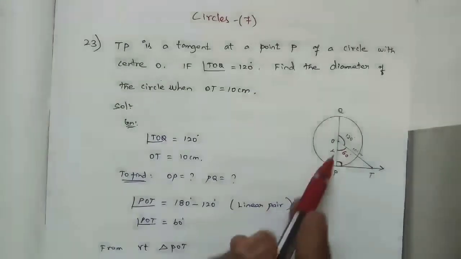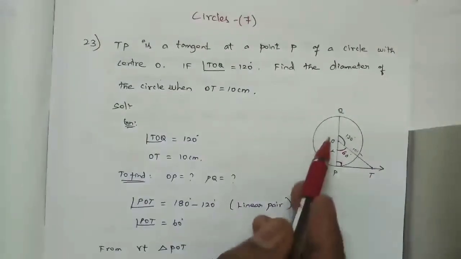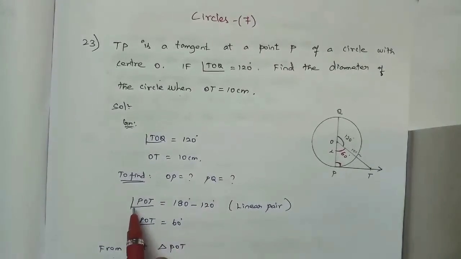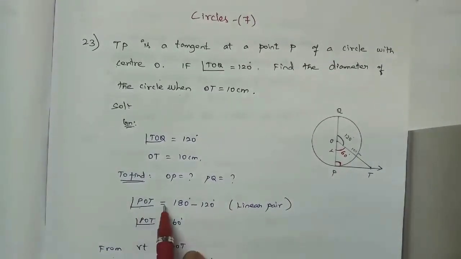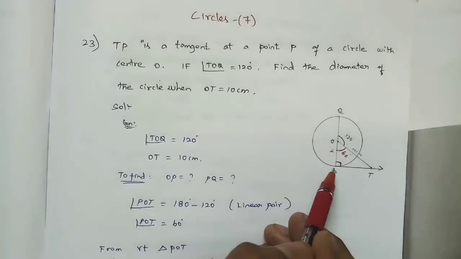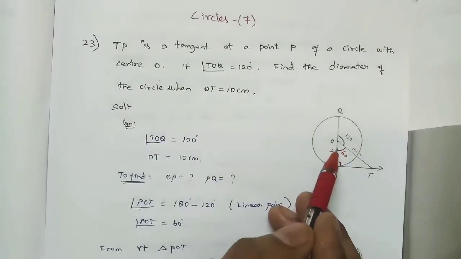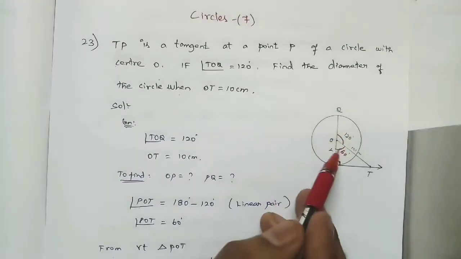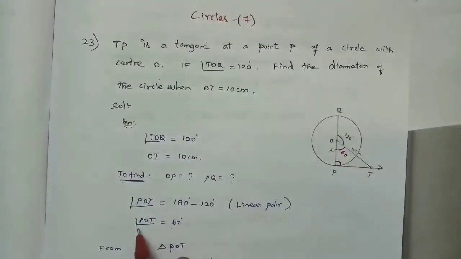What we want to find? OP as well as PQ, right? OP is nothing but radius and PQ is nothing but diameter of a circle, right? So see, I'm just going to find angle POT, which is equal to 180 degree minus 120 degree, linear pair, right? So it is equal to 60 degree. So angle POT is equal to 60 degree. I have found it, right?